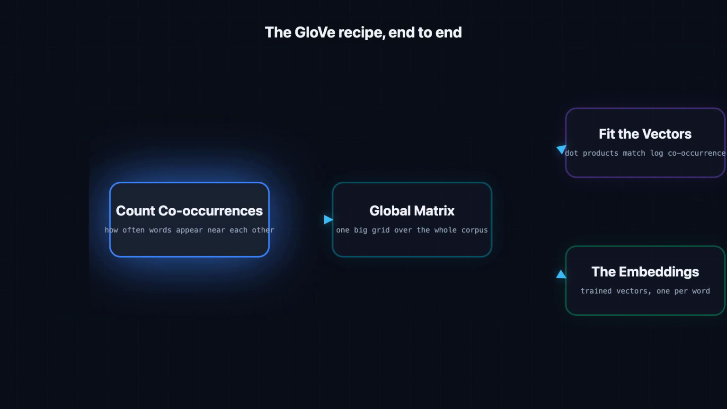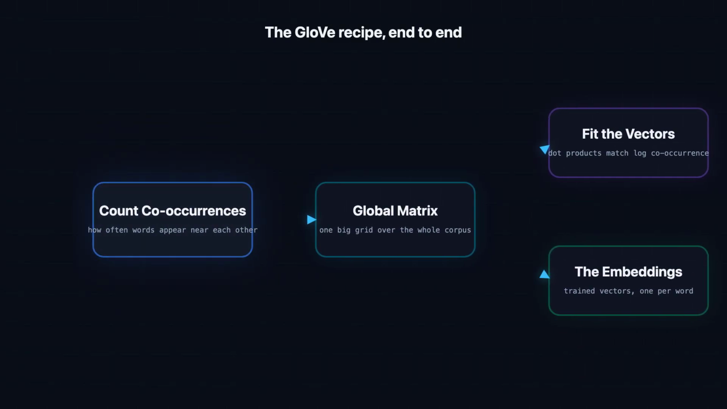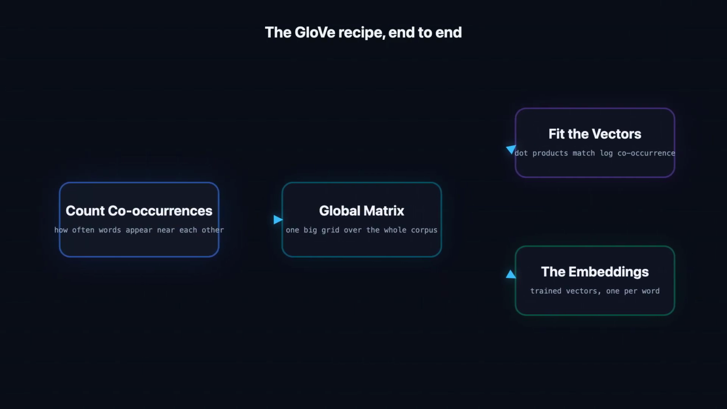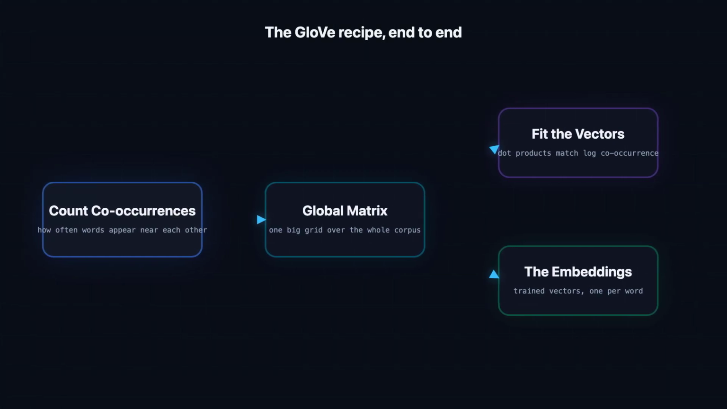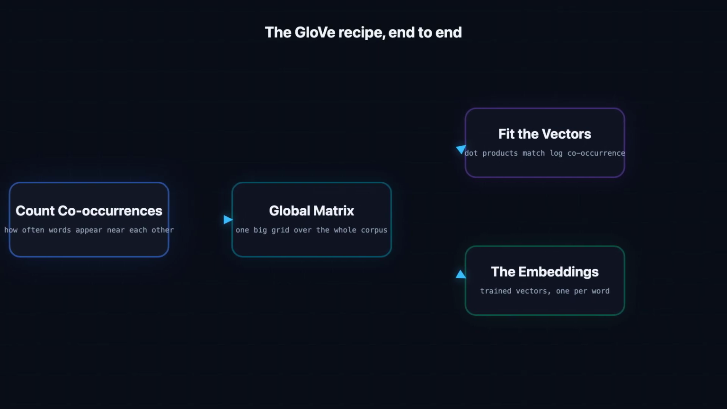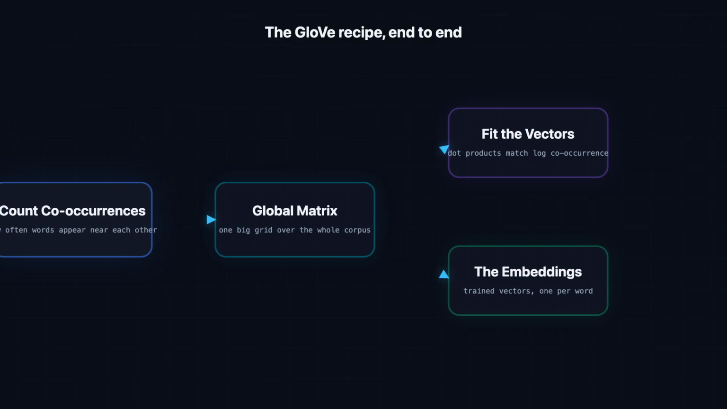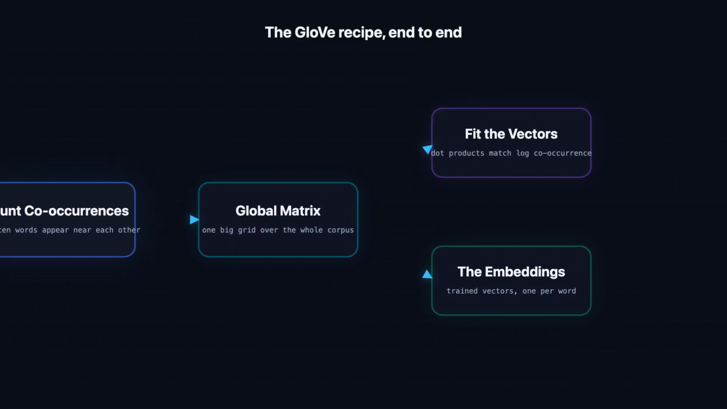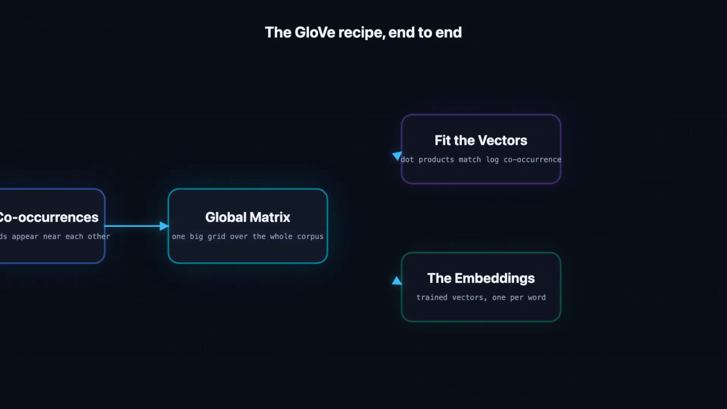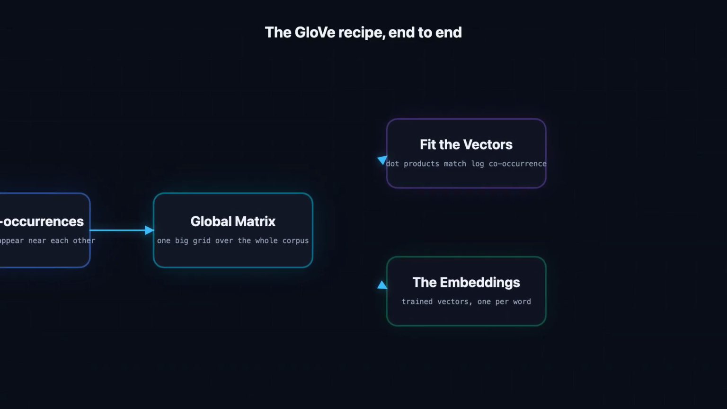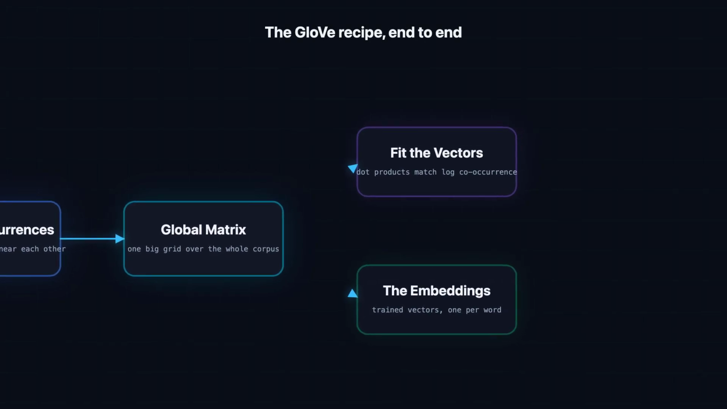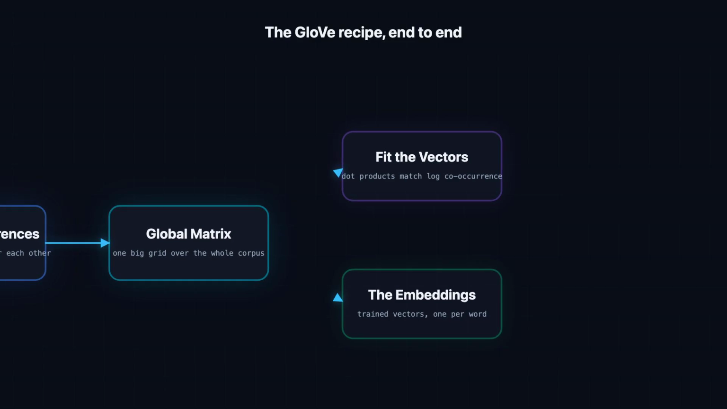Start by scanning the entire corpus and counting. For every word, you tally how often each other word shows up nearby, within a small window. A word like cat gets counted against the sat and mat again and again until you know exactly who keeps company with whom across all of your text. Those tallies fill an enormous grid, the global co-occurrence matrix. Rows are words, columns are words, and each entry says how often that pair appeared together across the whole corpus.